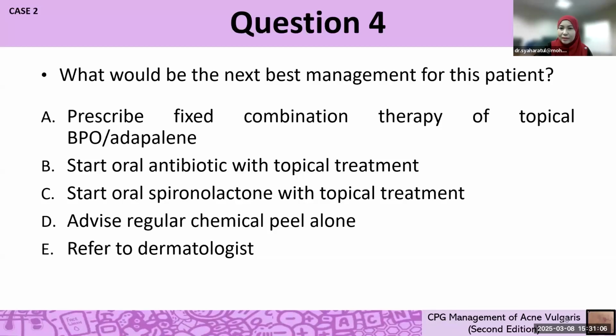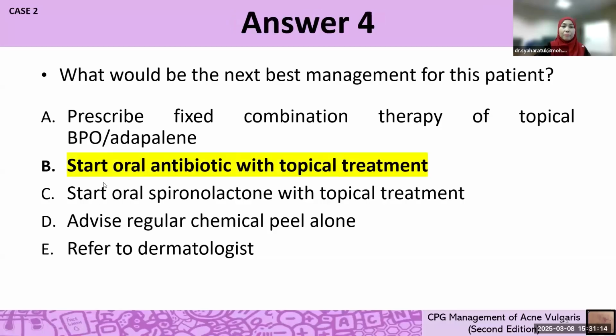Okay, so I think the majority answered B. There are some who answered C. But for this patient, the correct answer is B. I wouldn't start spironolactone without trying an antibiotic first. The patient does not have any evidence to support hyperandrogenism or PCOS. So an antibiotic would be best for this patient, together with the topical treatment.